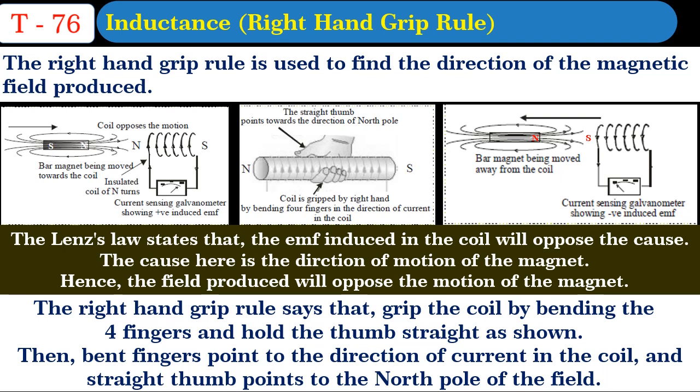Hope you understand it. Now, you can think what happens if the north pole of the magnet is moved away from the coil. The direction of the current in the coil will be reversed. So, the south pole of the field is produced on the left side and you are moving the north pole away. The field is trying to attract by producing the south pole. Is it not interesting?